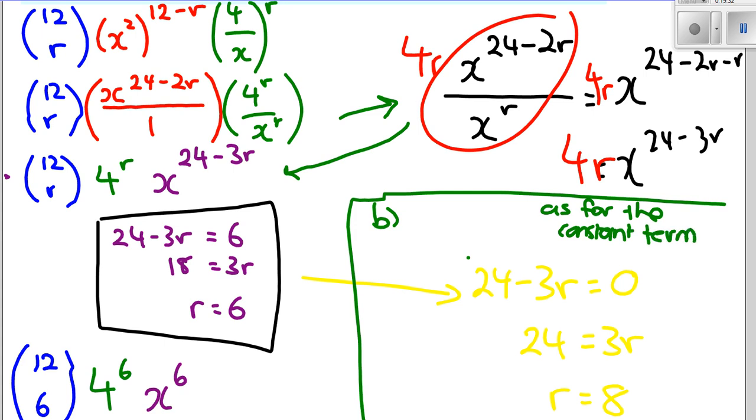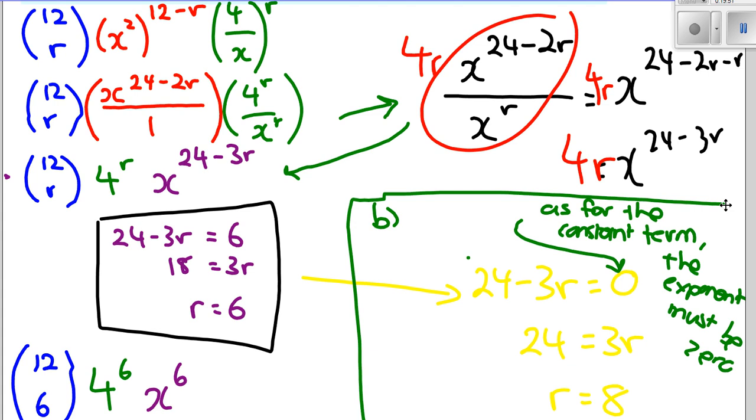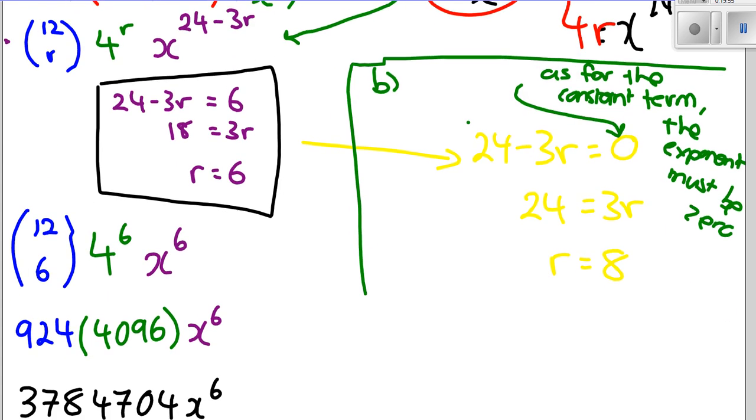As for the constant term, the exponent must be 0. It might be worth putting a little note for that. For the constant term, the exponent must be 0. And then, I think we did this really quickly right at the end of the lesson, when you solved using the formula for the exponent of x, we ended up getting r is 8 this time. And now we need to just finish it off by actually plugging in r is 8.